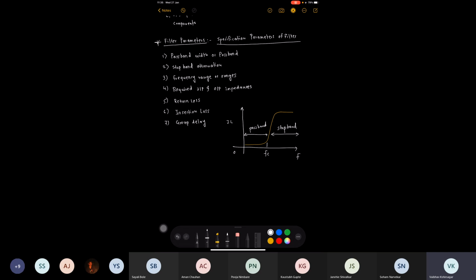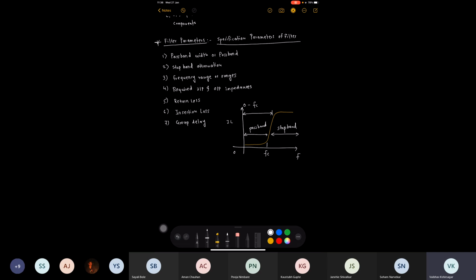Okay, so the first definition is the pass band. So what is the pass band going to indicate? The pass band is going to indicate the bandwidth for which the filter is supposed to pass the frequency components. Right now, this width is 0 to fc. So that is the meaning of the pass band or the pass band width. It indicates from which frequency the filter should start passing the frequency and up to what frequency range, 0 to fc.